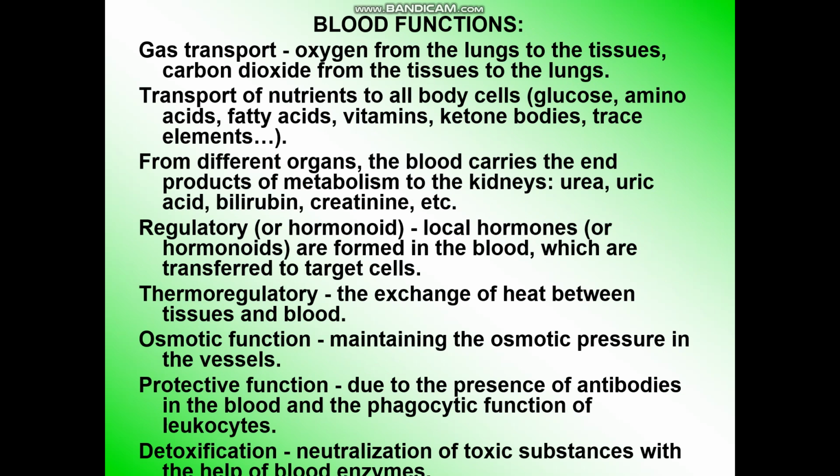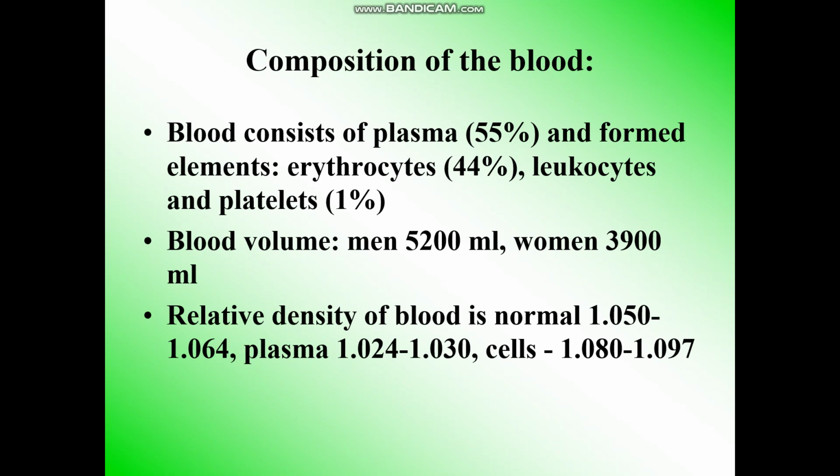Regulatory function, hormonoid. Local hormones or hormonoids are formed in the blood, which are transferred to target cells. Thermoregulation, the exchange of heat between tissue and blood. Osmotic function, maintaining the osmotic pressure in the vessels. Protective function, due to the presence of antibodies in the blood, and the phagocytic function of leukocytes. Detoxification, neutralization of toxic substances with the help of blood enzymes.